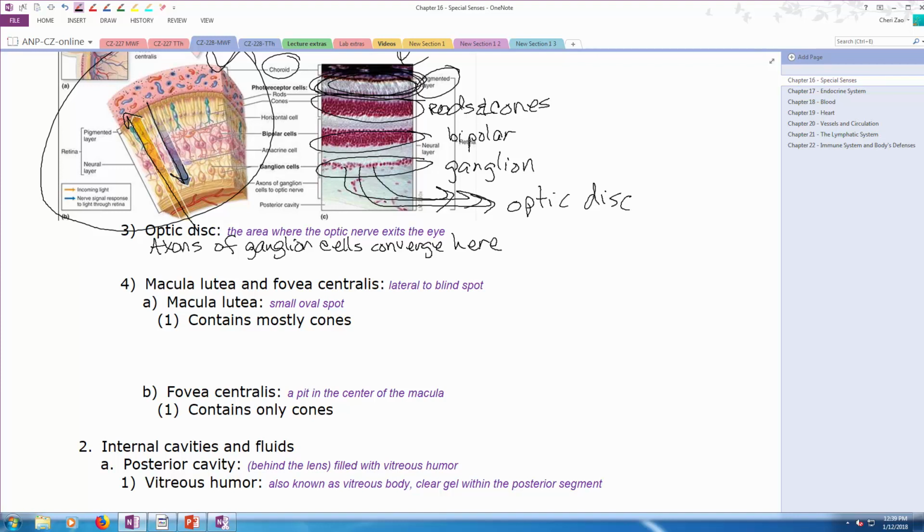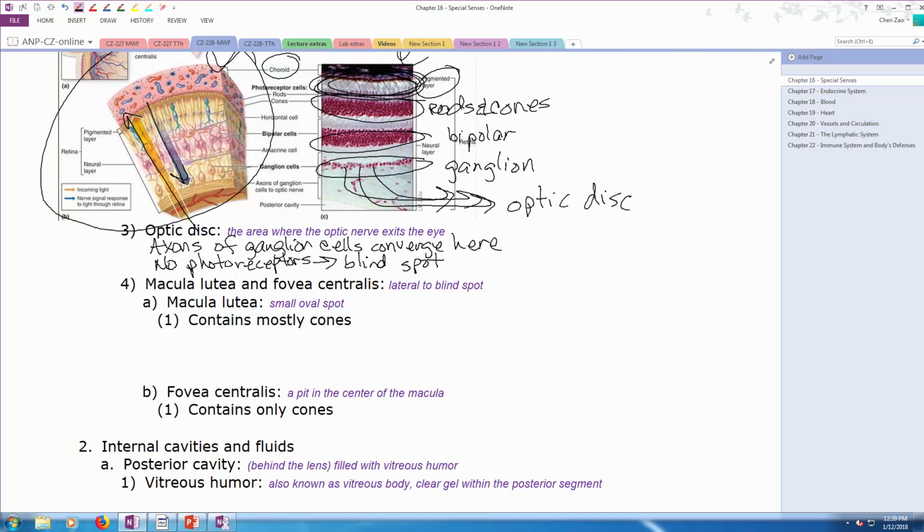And there are no photoreceptors here. And because of that, this is referred to as the blind spot. Are you aware of your blind spot ordinarily? No. And you have two blind spots, correct?